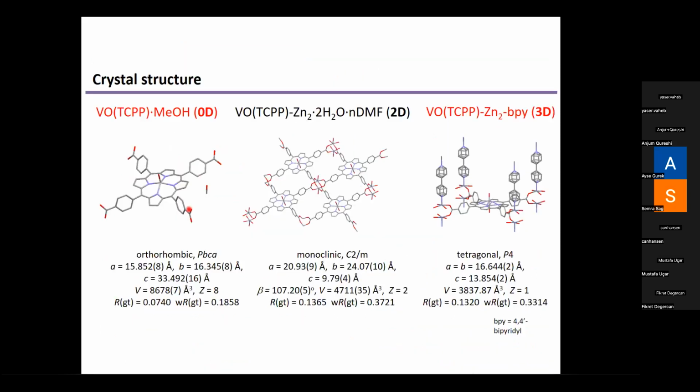So we synthesize the tetracarboxylate benzyl TPP vanadium, zero dimensional, put in zinc to make a 2-dimensional structure, and put in bipyridine to make a 3-dimensional MOF. I compare the zero-dimensional starting material and the 3-dimensional MOF for T1 and T2.